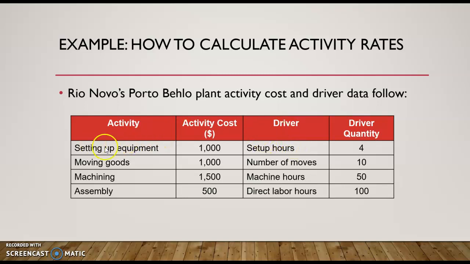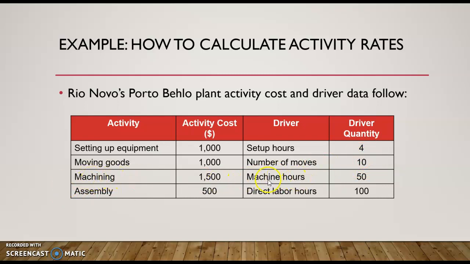So what drives the setting up of equipment activity? Well, how many hours are spent setting up the equipment? Okay, and we think there's going to be 4 hours of setup time put in next period. Okay, moving goods. Well, how many numbers of moves do we have to make? Some products have to be moved 3 times. Some have to be more or less times, whatever. So how many number of moves total do we think there's going to be during the period? 10.